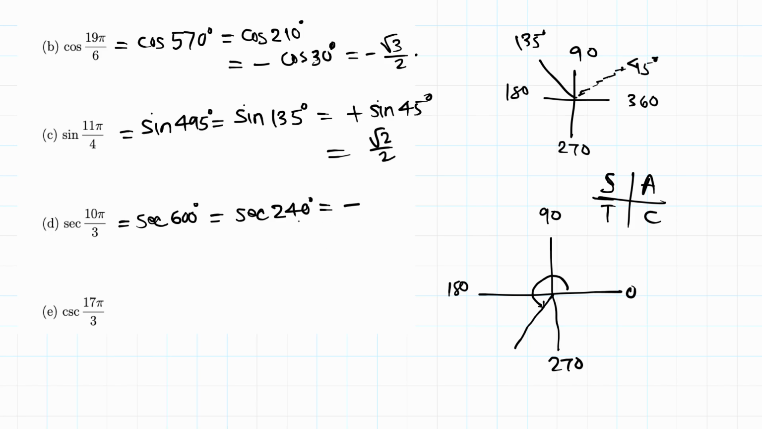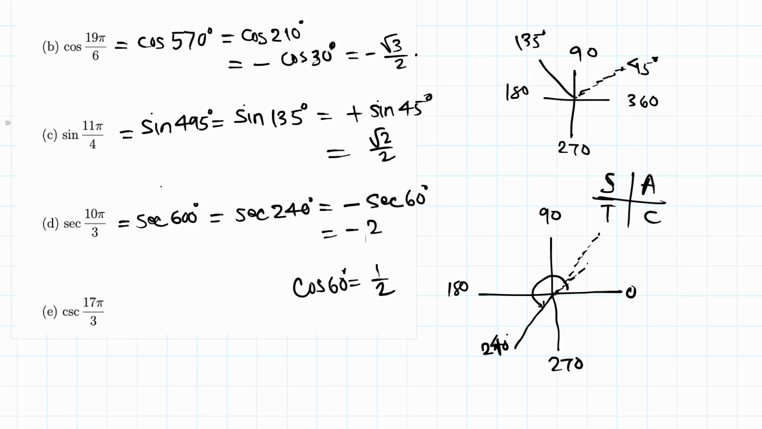Okay, negative. For 240, we can always go back to reference angle in the first quadrant. Okay, 240, subtract 180, that's the closer, 60. So secant 60. Secant is reciprocal of cosine. We know that cosine 60, that's 1/2. Reciprocal would be 2. So this is negative 2. So the final answer is negative 2.